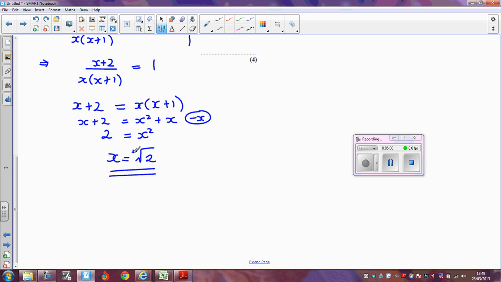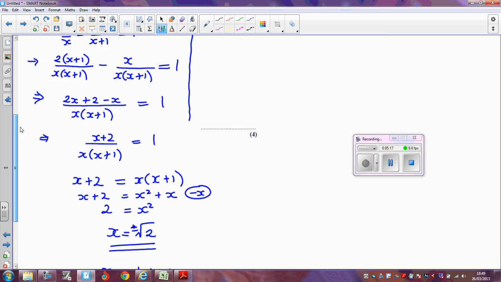Or you can have plus or minus the square root of 2. Sorry, it should be plus or minus the square root of 2. So x is plus or minus the square root of 2. Or you could work out the square root of 2, which comes out as 1.41. So x is plus or minus 1.41.